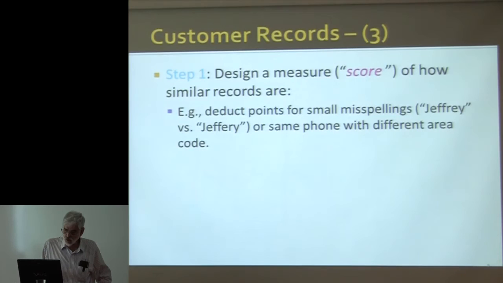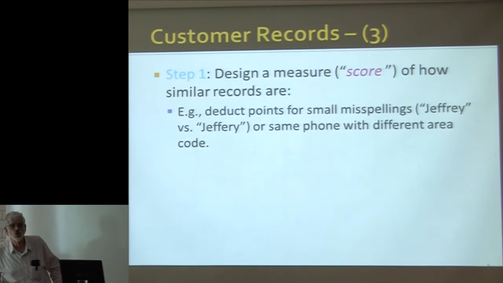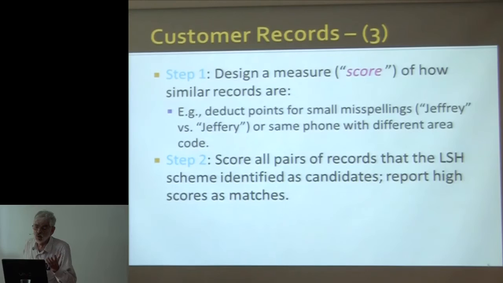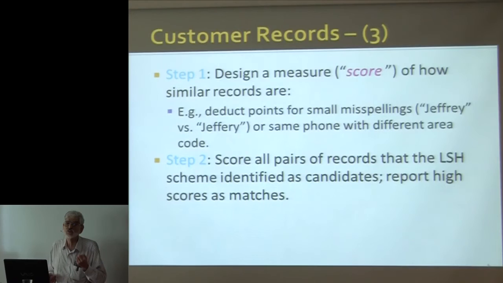There are misspellings or variant spellings. In the United States, they're always changing your area code. Again, you might keep the area code up to date in one company and not the other. So you have two phones that agree in the last seven digits, but not the first three. That's still very possibly the same phone. And so what we want to do is score the pairs of records and report the high scores as matches and hope that the judge would agree that these were in fact the same person.